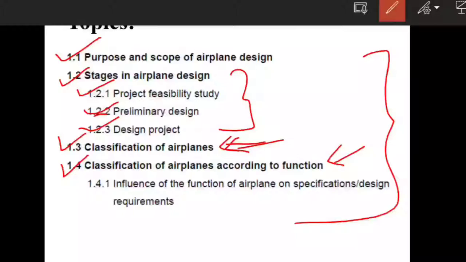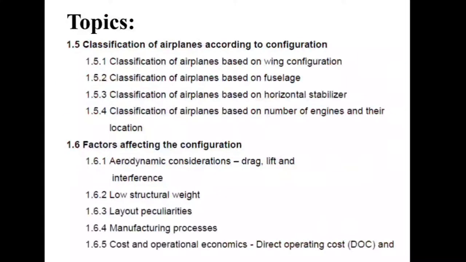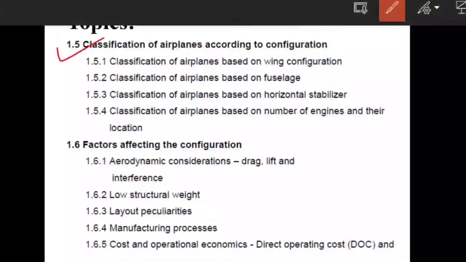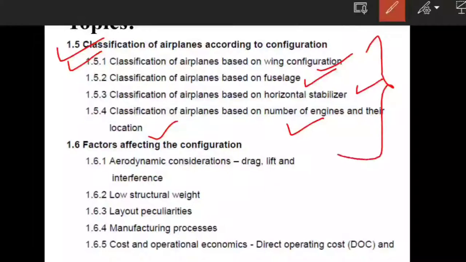But we are going to see the remaining topics. If you see here, what I have mentioned, classification of airplanes according to the configuration. But which configuration? Classification of airplane based on the wing configuration, that is the first. Second is based on the fuselage. Third one is based on the horizontal stabilizer. And the fourth one is based on the number of engines and their location. So guys, the classification of airplanes according to the configuration is also a very important topic of aircraft design. So that is what we are going to see.